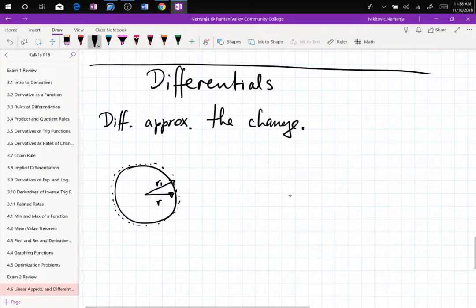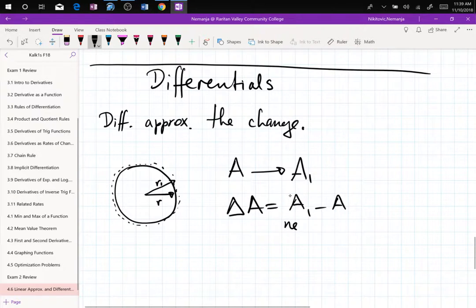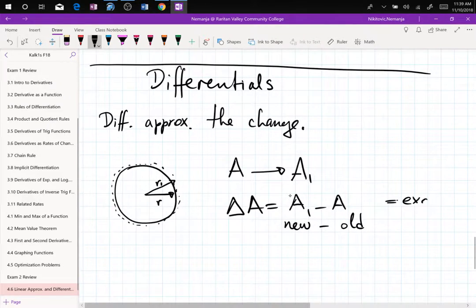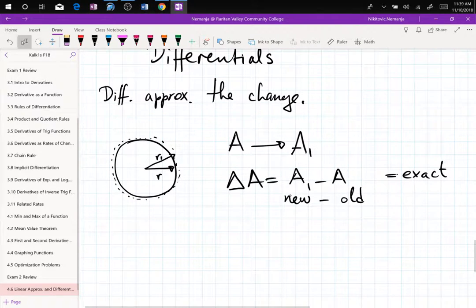Now you see, the trick is that you have area that changes into area 1, so the delta change is area 1 minus area, which is new minus old. And this is exact. Now, we are going back to the time when there were no calculators. So you don't want to compute these things directly in those times. Today, you obviously won't. In those times, you didn't. So we use what we call differentials. And differentials are really neat.